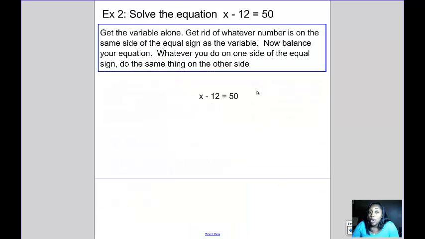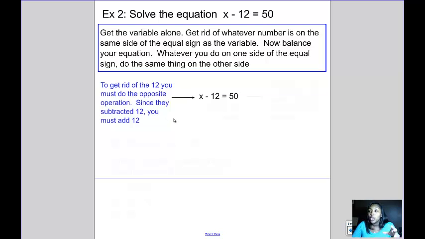So then we have another equation. This is x minus 12 equals 50. Again, we want to get the variable alone. We want to get rid of whatever numbers on the same side of the equal sign as the variable. We want to balance our equation. Whatever we do on one side of the equal sign, we want to do the exact same thing on the other side. So the first thing is we got to get rid of this 12.